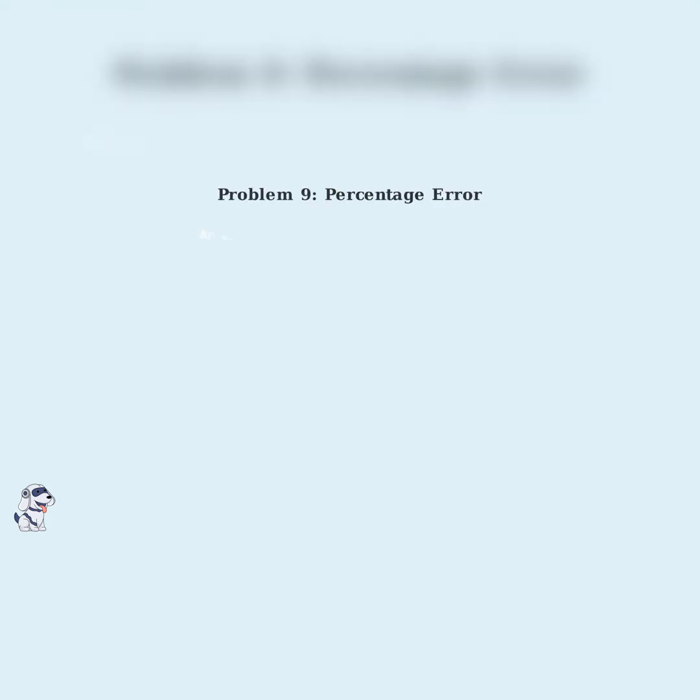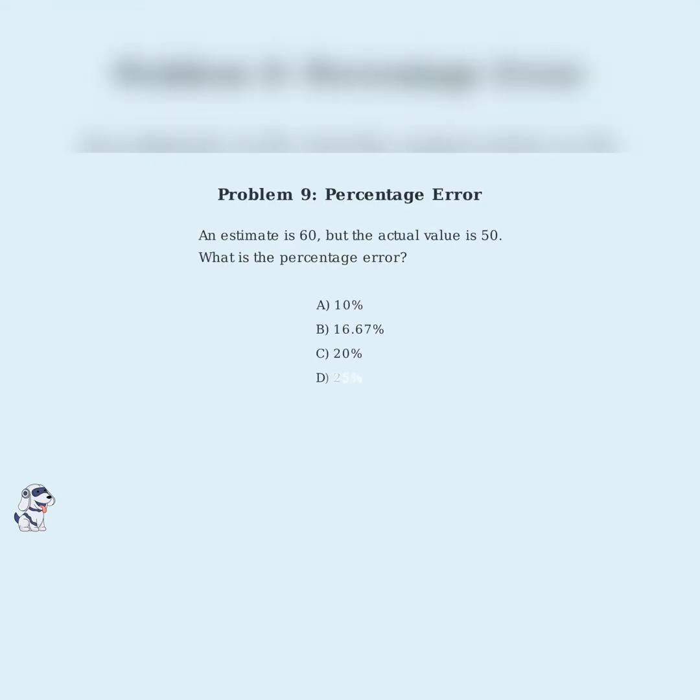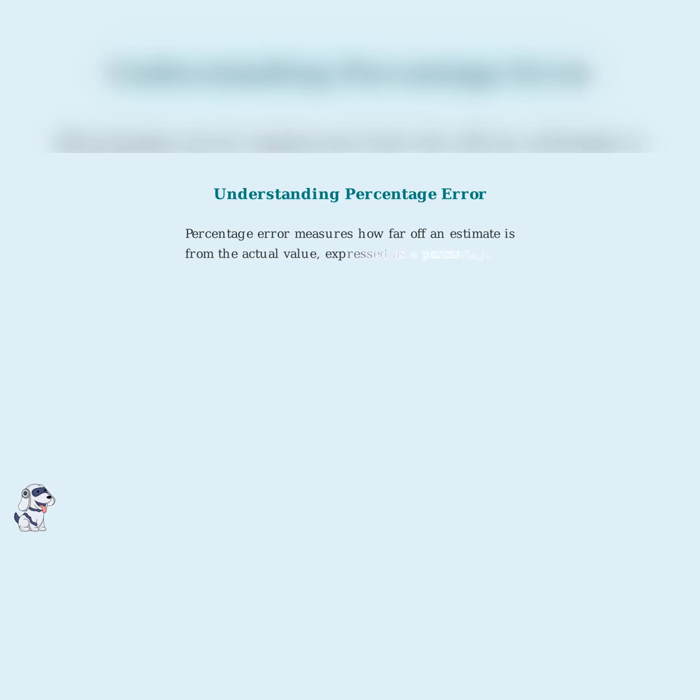Here we have a percentage error problem. An estimate is 60, but the actual value is 50. We need to find the percentage error and choose from the given options. Percentage error measures how far off an estimate is from the actual value. It tells us the accuracy of our estimate as a percentage.